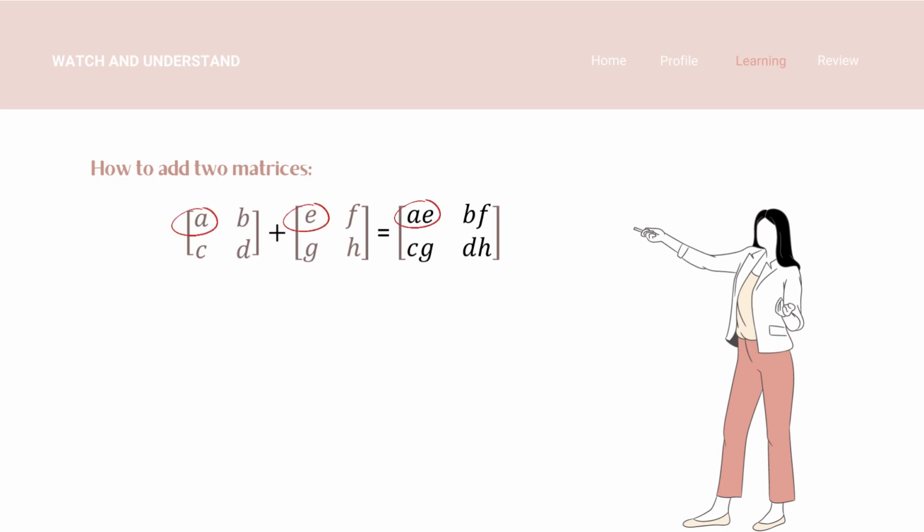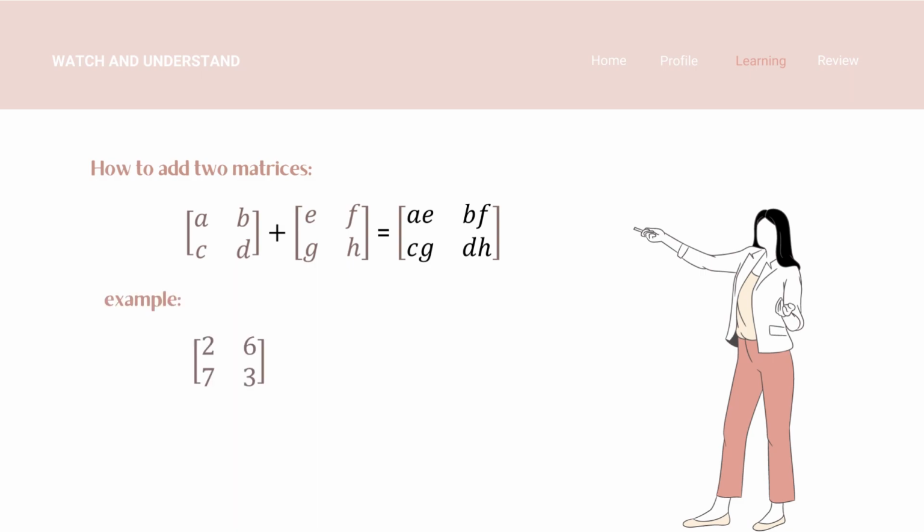This goes on up to the 2 and 2 element, which is D plus H, and it will be equal to DH. Just remember that when adding two matrices, they need to have the same order. Then just add the corresponding elements which have the same position. And also, the sum of those two matrices will always be the same as the order of the individual matrices.